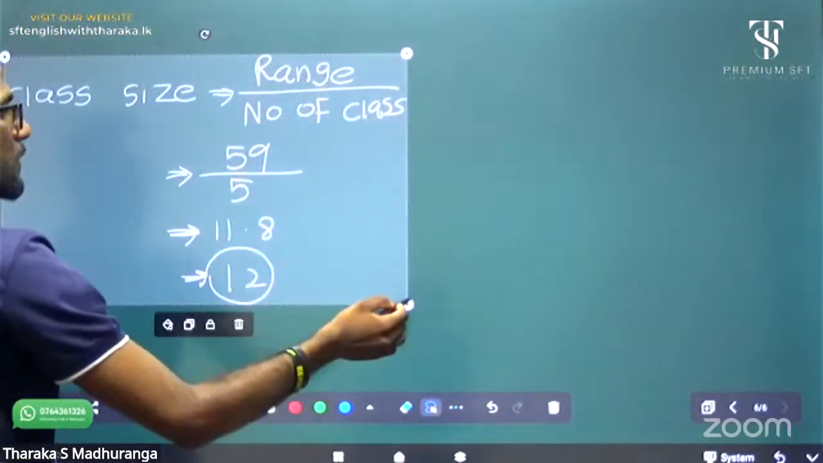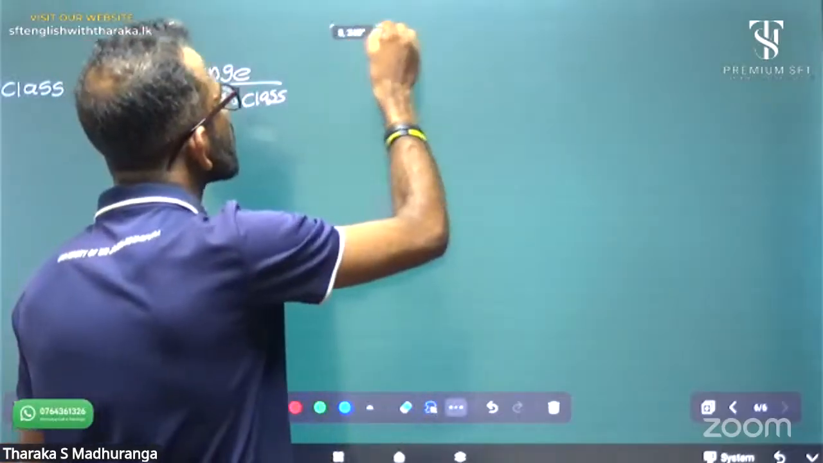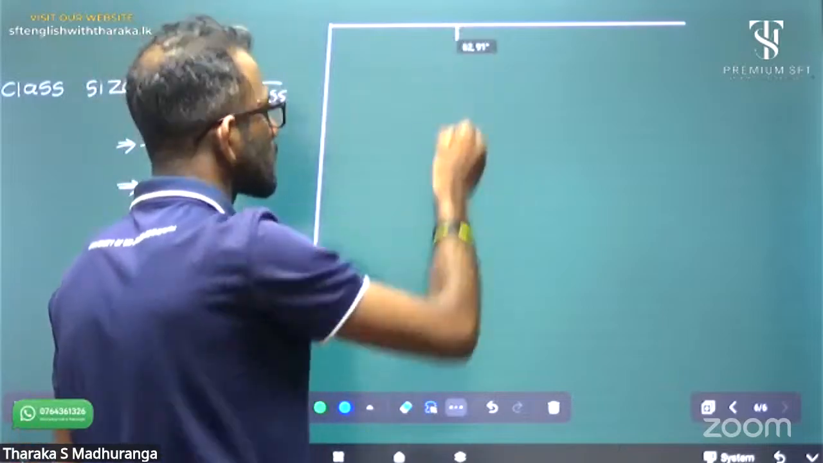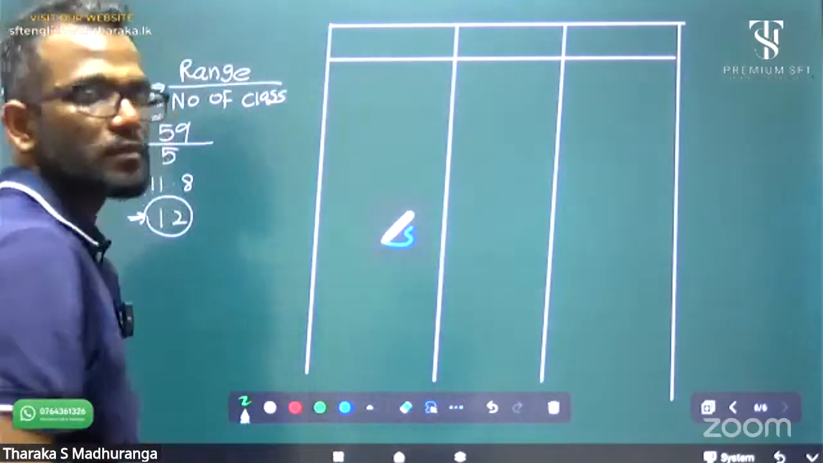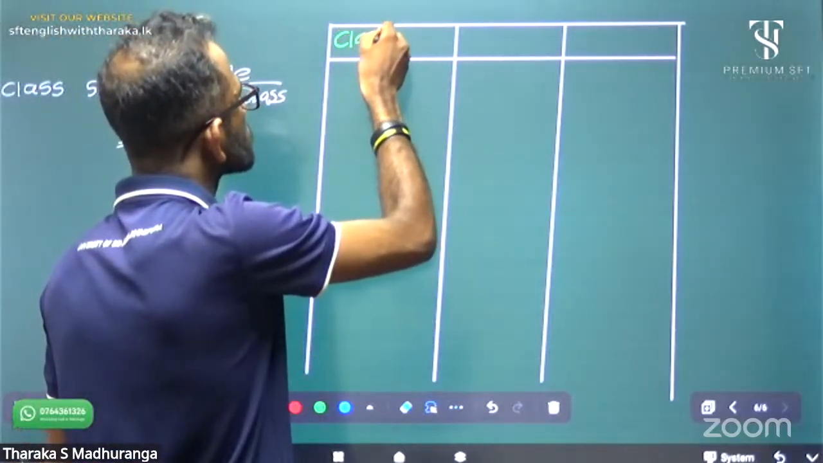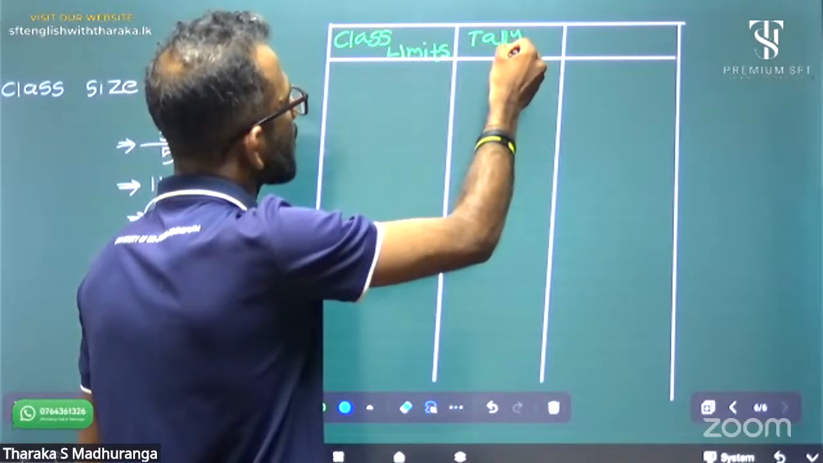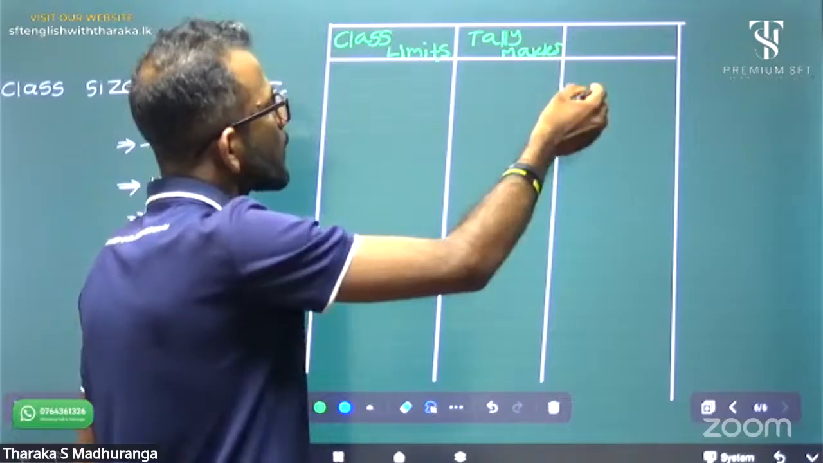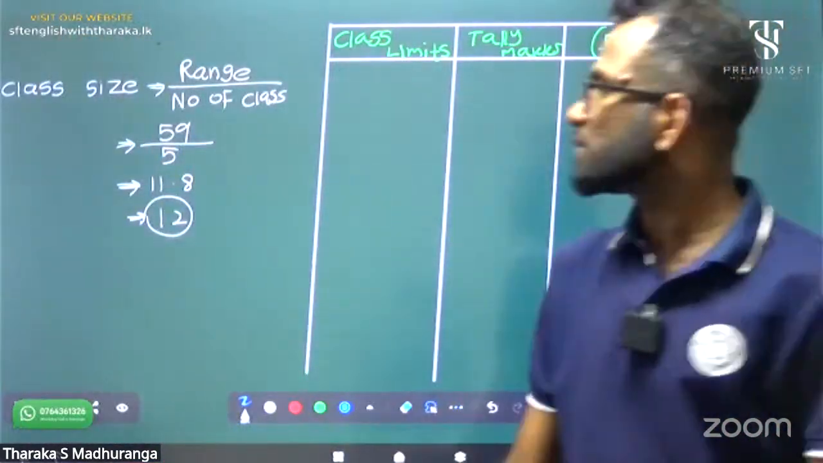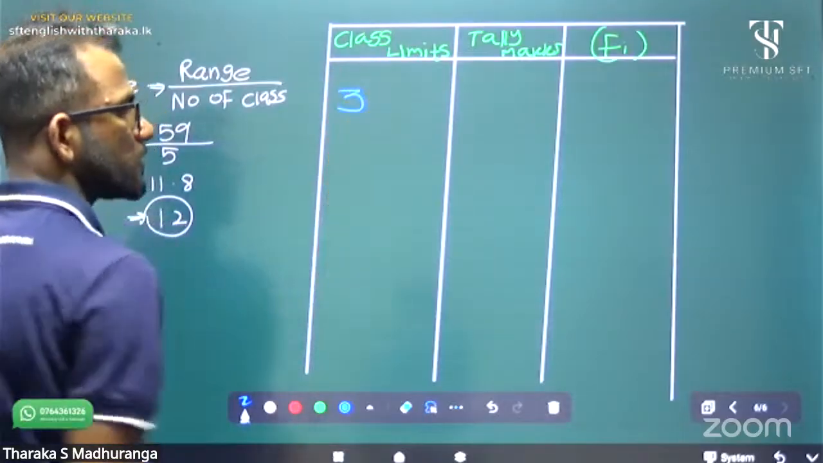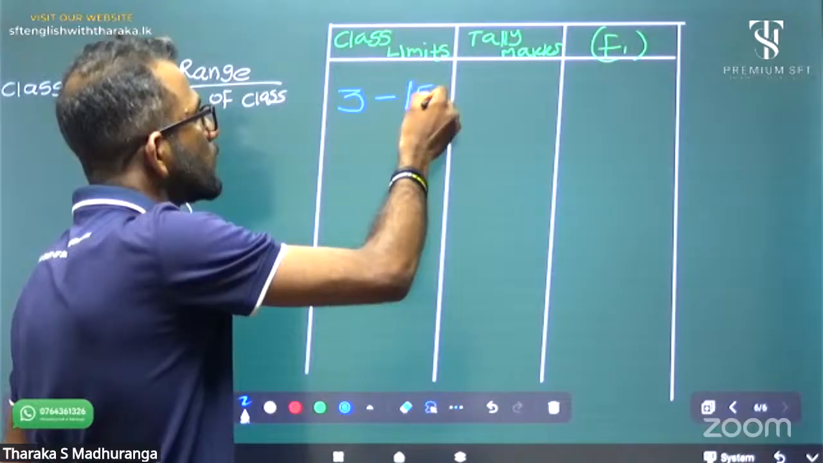Okay, now that I have the class size, I can prepare the table. Very simple. What are the columns? Class limits, tally marks, and frequency fi. Hurry. Start working. Starting from 3. Class size 12. 3 plus 12, 15.